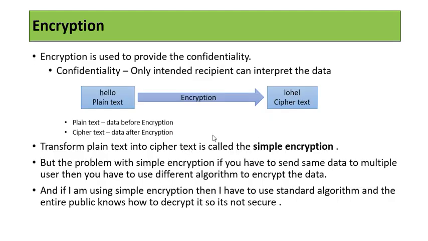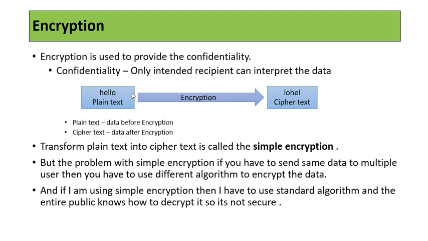So now next we have encryption. Encryption is used to provide confidentiality. What does confidentiality mean? Only the intended recipient can interpret the data. So whoever is authorized, or whoever has the key to decrypt the particular message, can only read or view the content of this particular file or message.